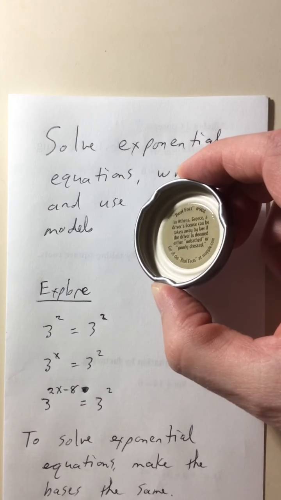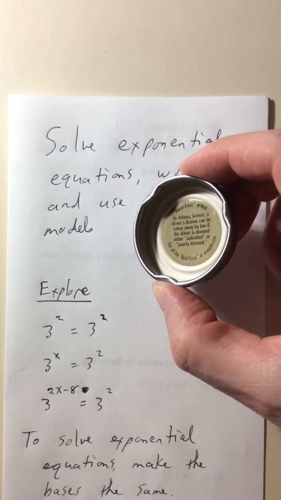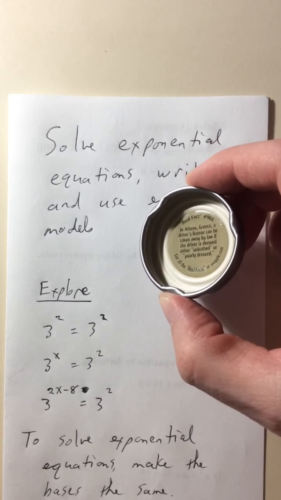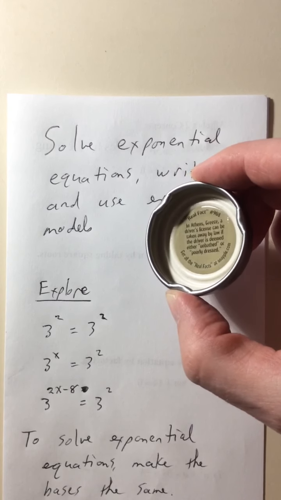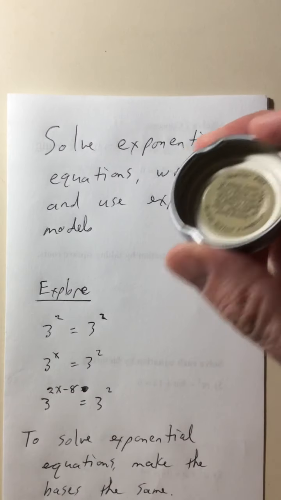So, I think it says in Athens, Greece, a driver's license can be taken away by law if a person is deemed to be either unbathed or not well dressed. Something poorly dressed, that's what it says, poorly dressed. So that was kind of interesting. Not well bathed or poorly dressed. So I'm wondering how many people would have driver's licenses in our country.